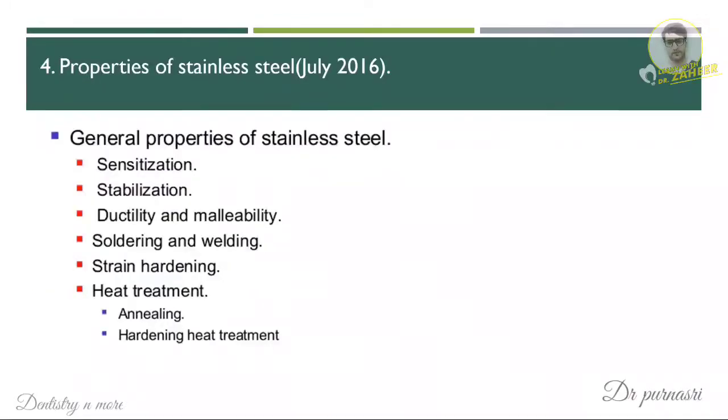Then the next question is properties of stainless steel. Stainless steel has many properties. The main general properties that you can write are sensitization, stabilization, ductility and malleability, soldering and welding, strain hardening and heat treatment, that is annealing, and the hardening heat treatment that is carried out for stainless steel.